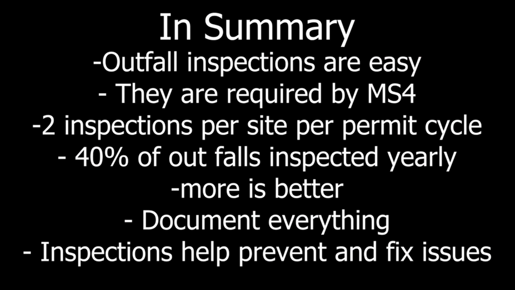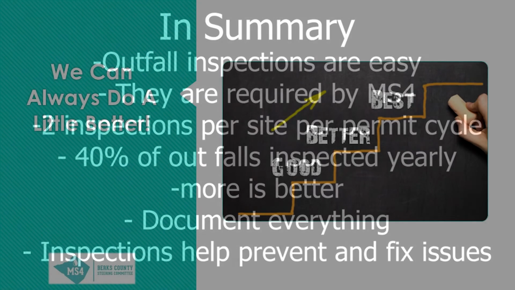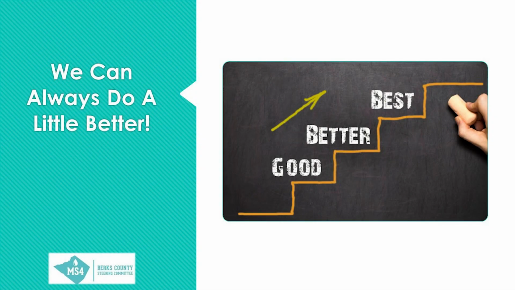In summary, outfall inspections are easy to do. They are required by the MS4 mandate. You should do 2 inspections per site per permit cycle. 40% of all outfalls should be inspected yearly. Of course, more is better. Document everything, and inspections help prevent and fix issues. Remember, we can always do a little bit better when it comes to our stormwater management program.